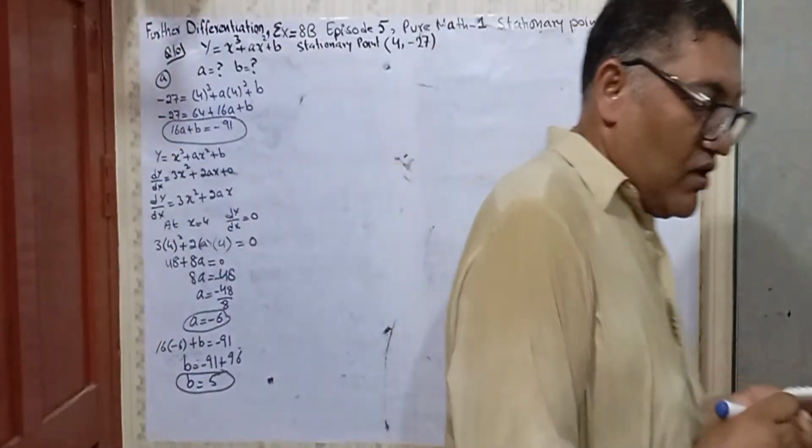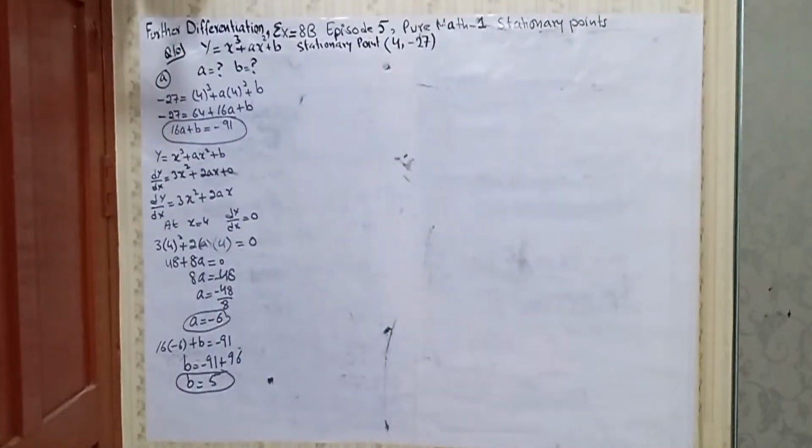Now you can see we have solved them simultaneously, and we have found the value of a and the value of b. I'm checking the answer. I'm reading this answer from the book. The a value will be -6 and the b value will be 5. Our answers are right.